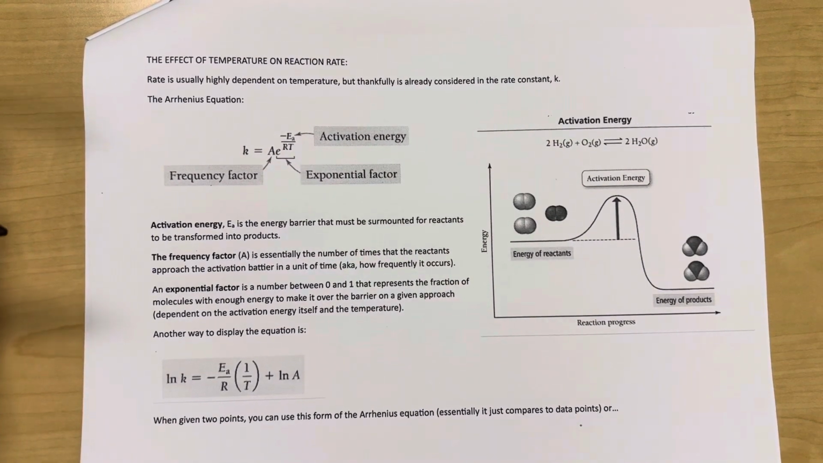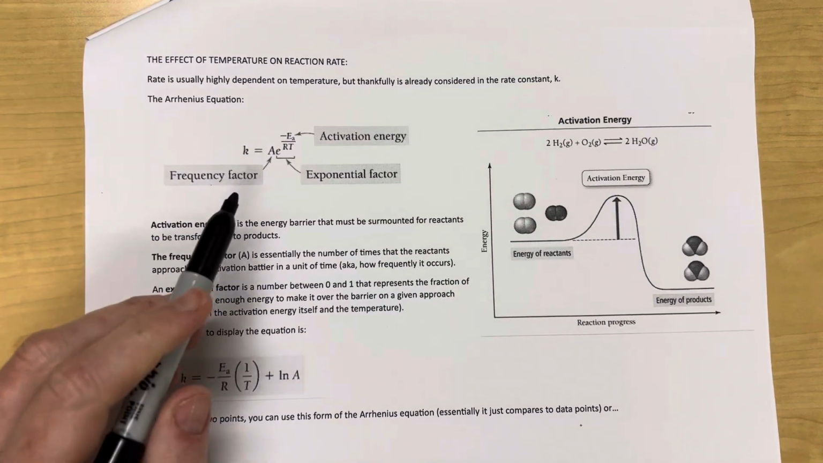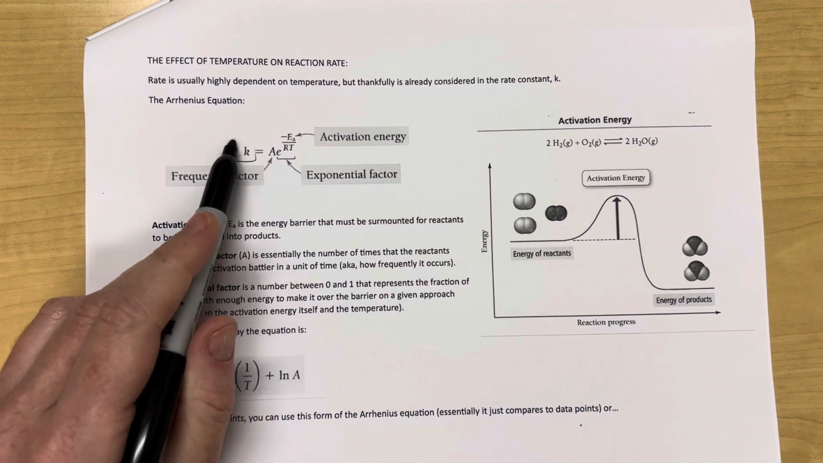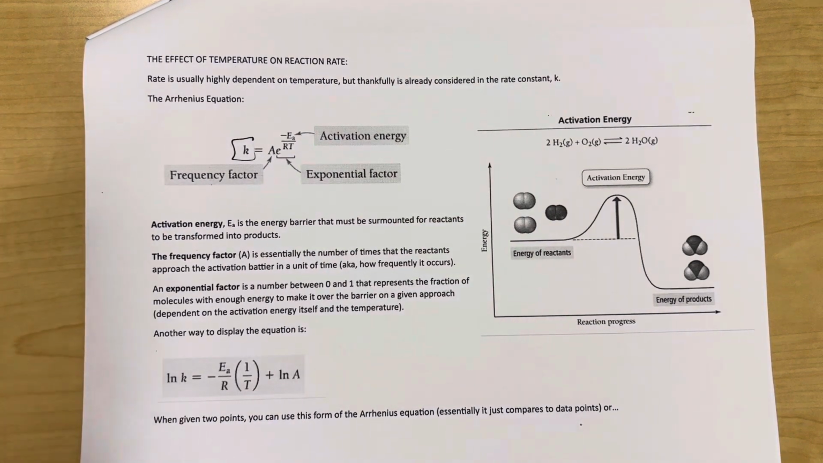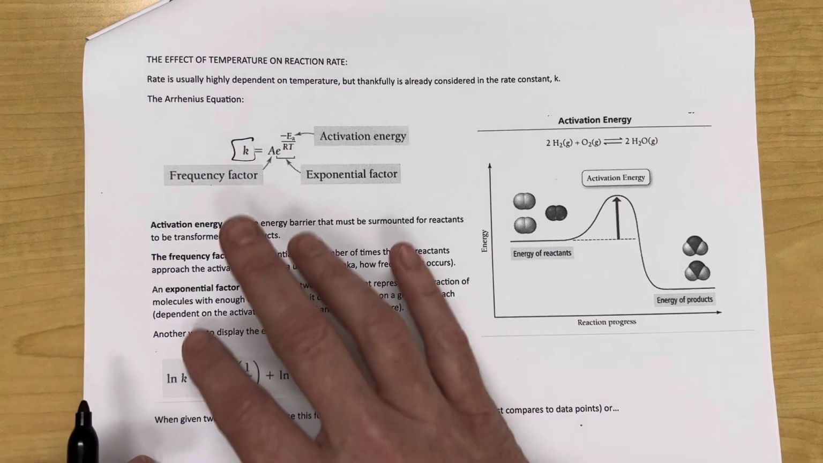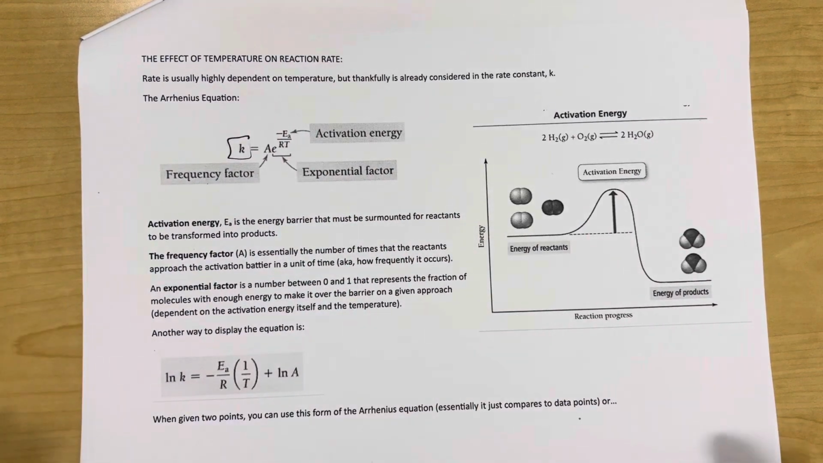He was a Swedish chemist, and he determined that if we adjust the temperature, we actually change the rate constant. So the rate constant is temperature dependent. It will change as you change the temperature of a reaction. And that should hopefully make a little bit of sense. But let's go through each of these just a second.